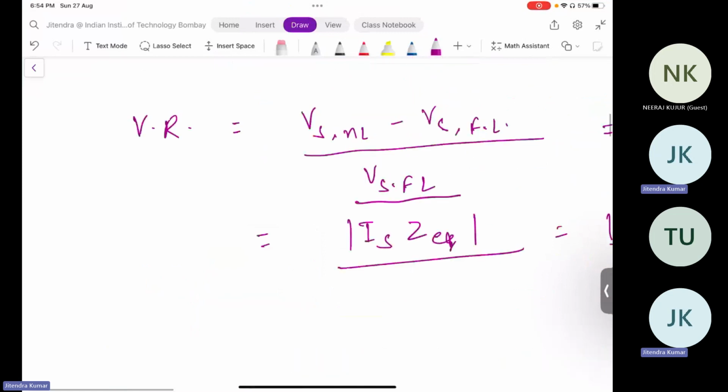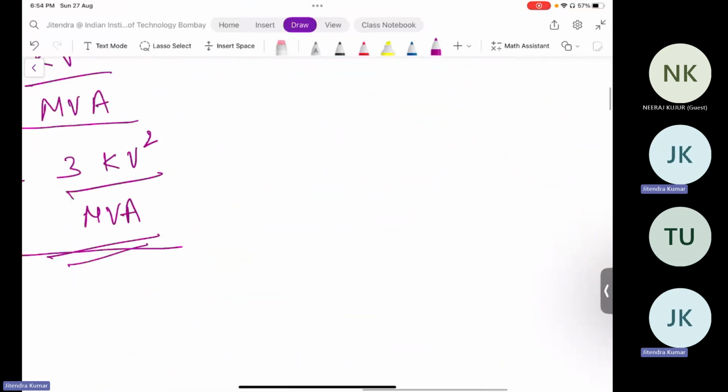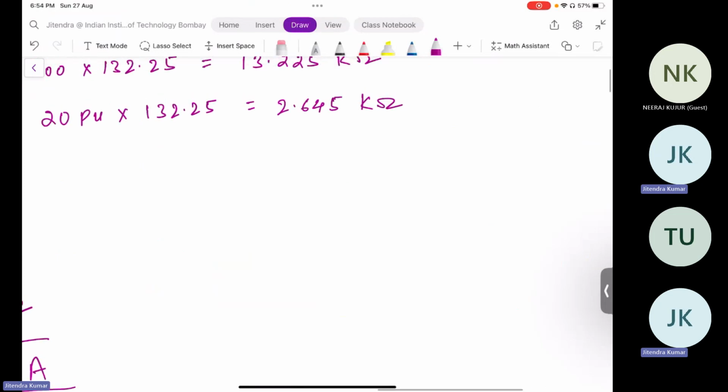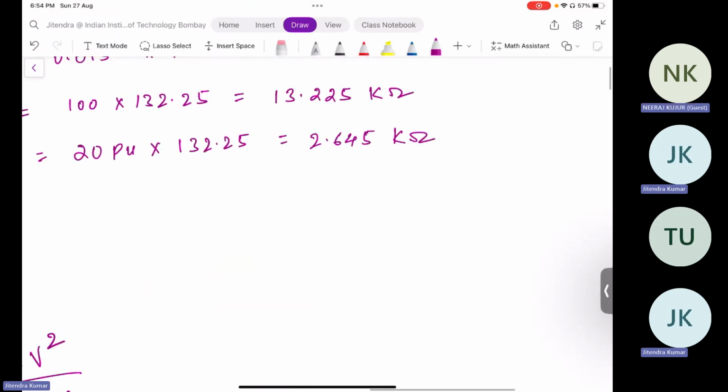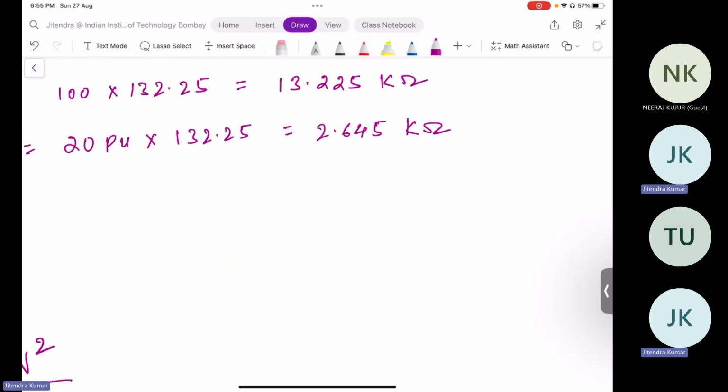Let me take some space here. What is the better approach? Should we go in per unit or actual value? Sir, per unit will be easier, it is already given. Yeah, definitely. I would also prefer per unit here.